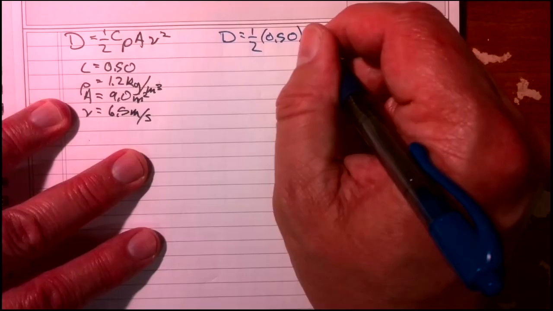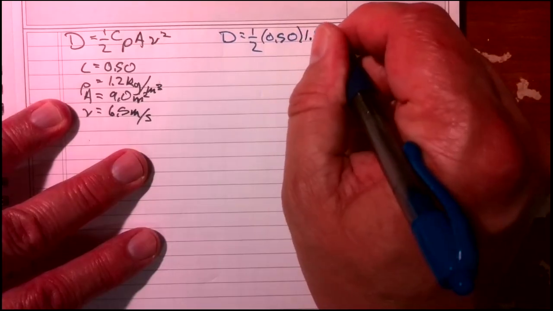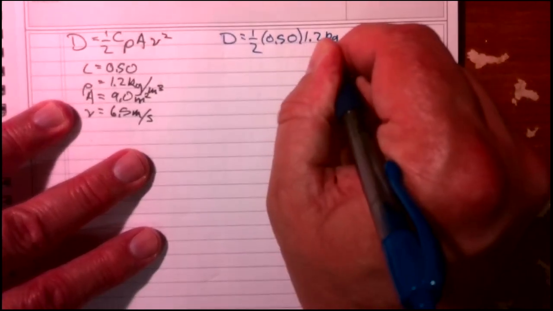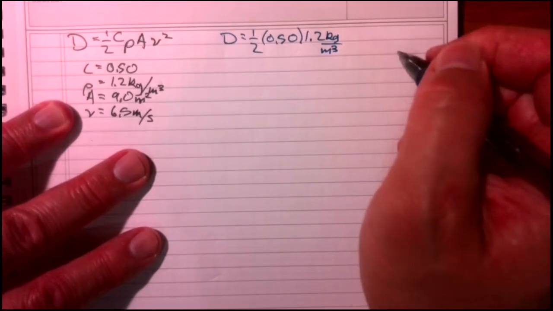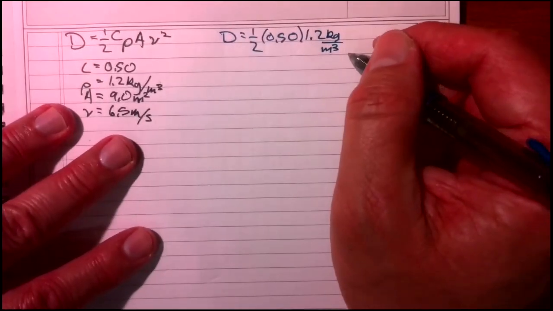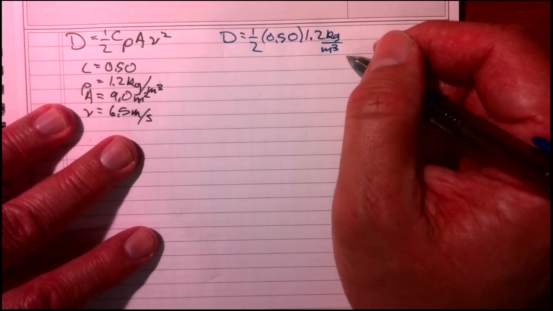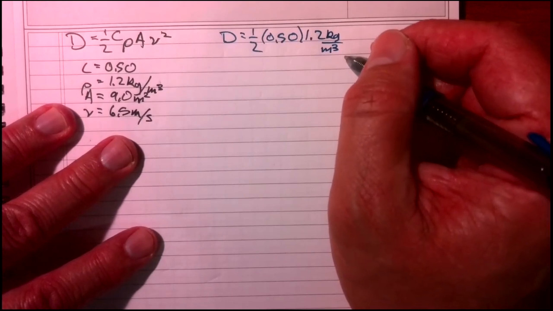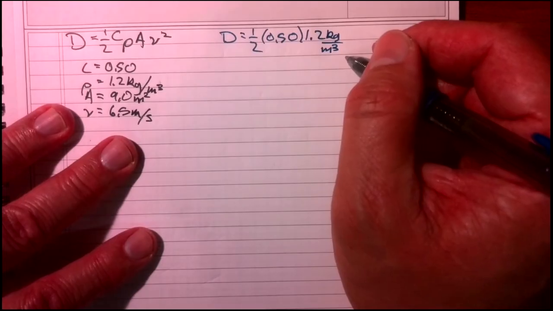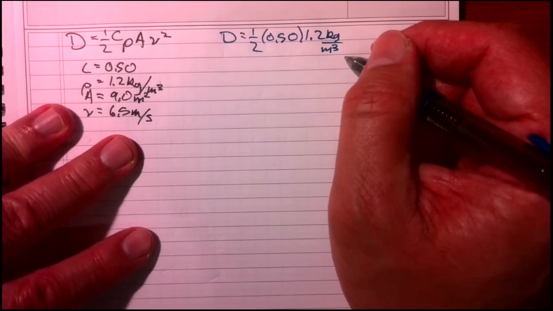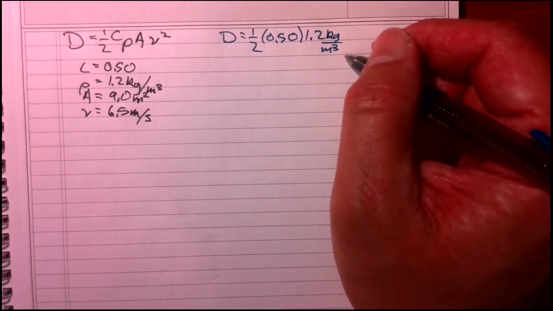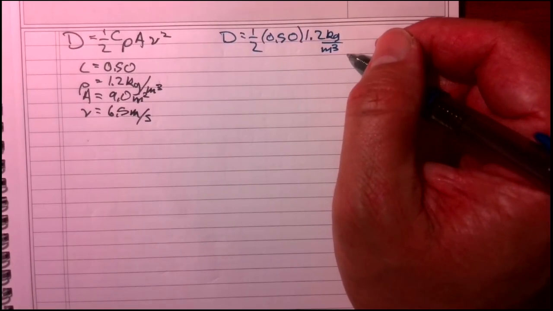The density of air is 1.2 kilograms per meter cubed, and it's funny to think that air actually has weight, but it does. If you ever go scuba diving, you might know that an empty scuba tank weighs less than a full scuba tank. I've always found that really interesting.